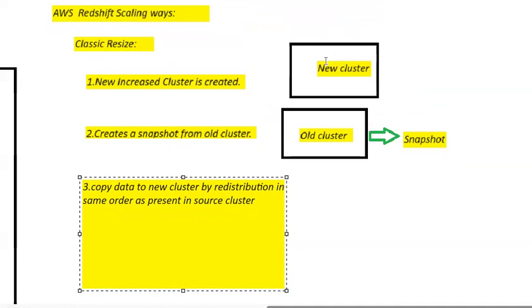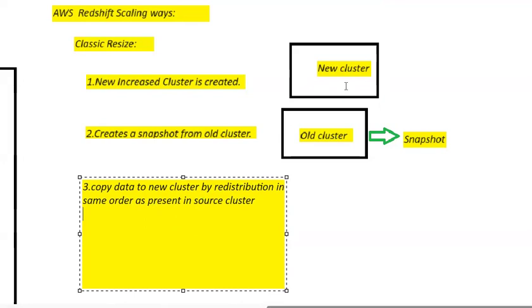In which order is your data stored in the new cluster? In the same order as the old cluster. In which order is your data present in the old cluster? In the same order, your data is stored in the new cluster as well, as it is present in the source cluster, that is the old cluster. So our data is moving from the old cluster to the new cluster, right? Yes.